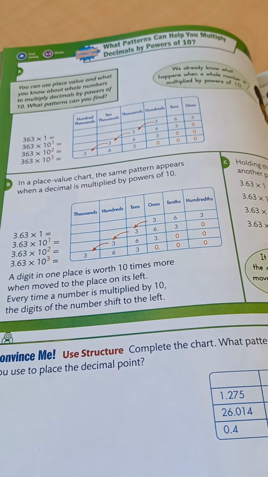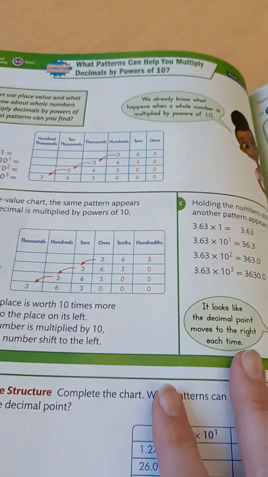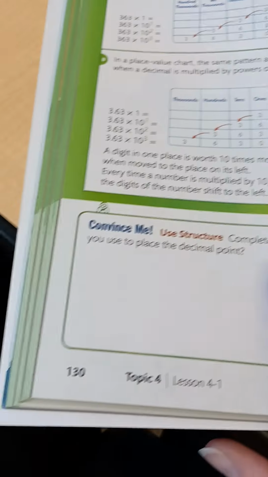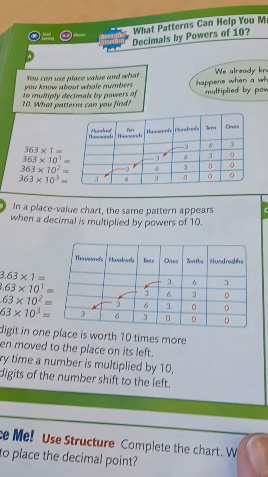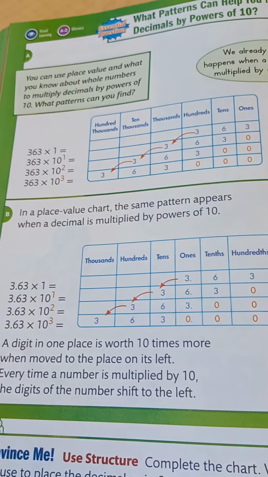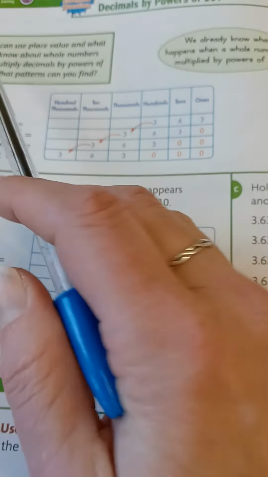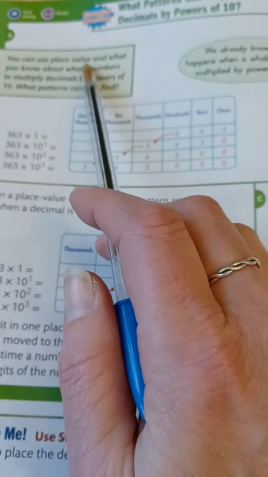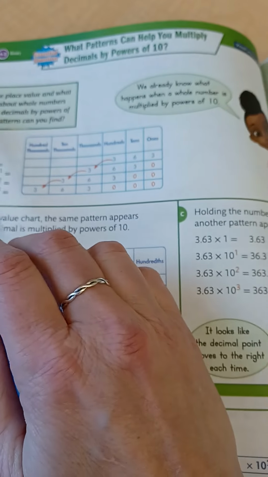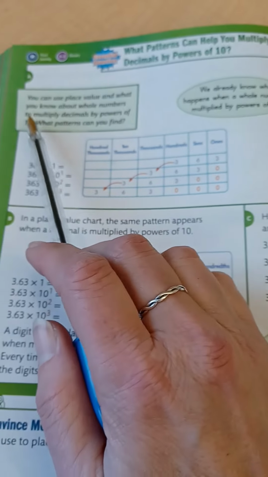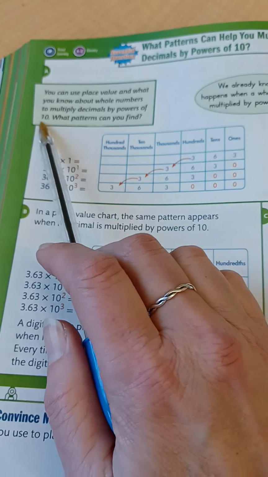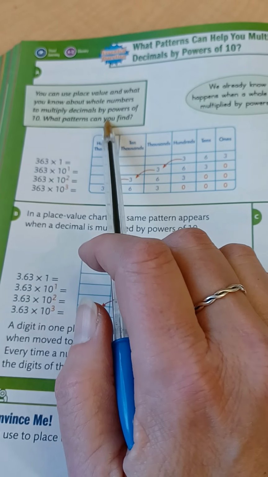I'm your teacher, and today we're working on this book on page 130. So let's look at the top of it, and you can see it says, you can use place value and what you know about whole numbers to multiply decimals by powers of 10. What patterns can you find?